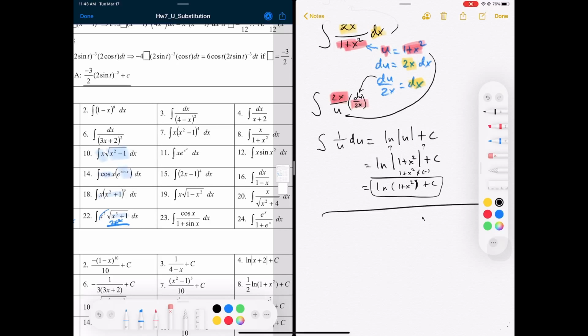Okay, let's do problem number 2. The integral of 1 minus x to the 9th power dx. Do you really want to multiply 1 minus x nine times? Nope. So we'll call it u. Let's see what happens. If I call this u, it'll be u to the 9th.